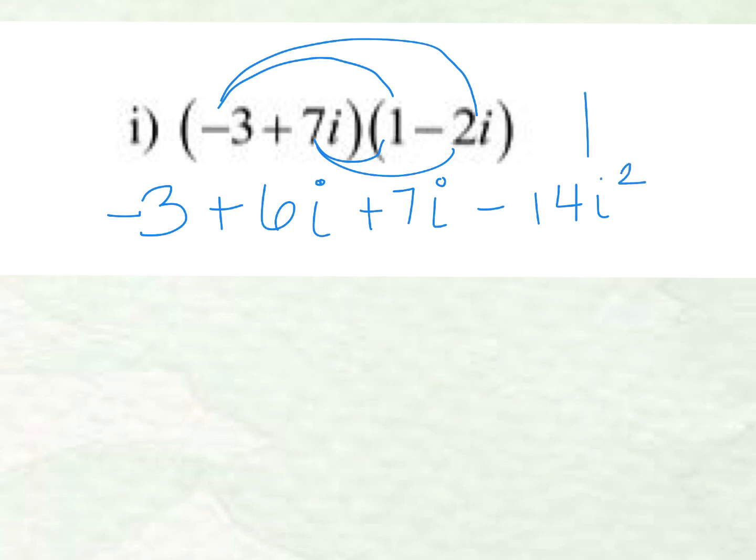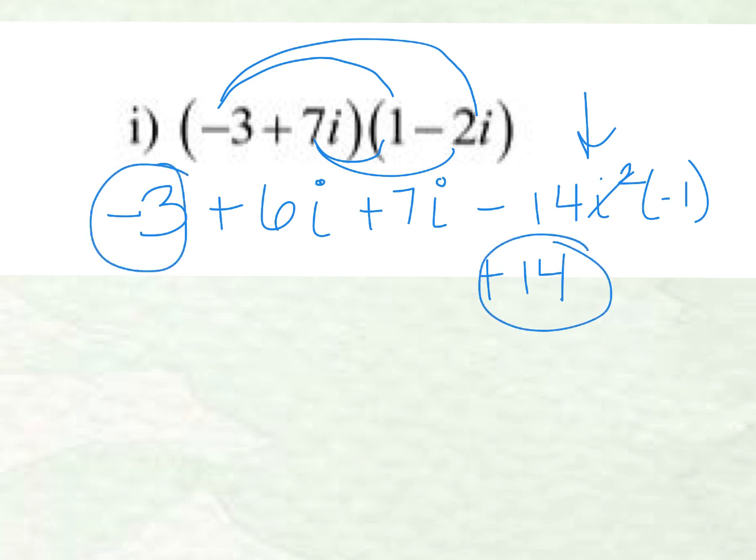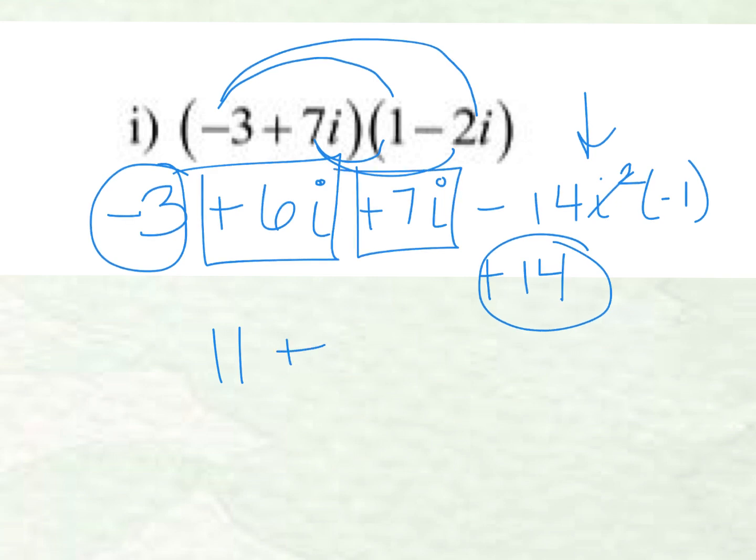All right, so let's go ahead and deal with this i squared by turning it into a negative 1, which turns that negative 14 into a positive 14. And it's going to combine with the other real number of negative 3. So as they combine, I have 11. And then I can deal with my positive 6i and 7i, which are going to combine to give me 13i.